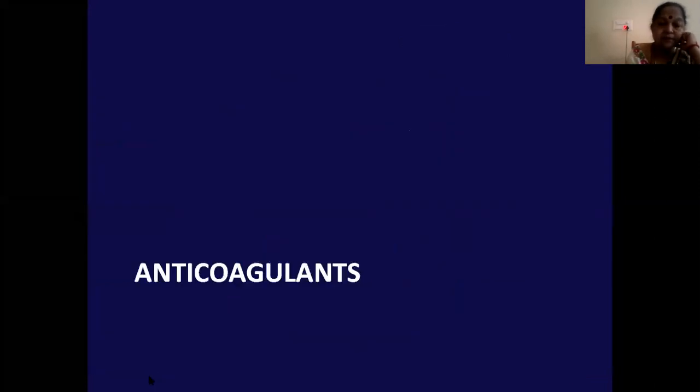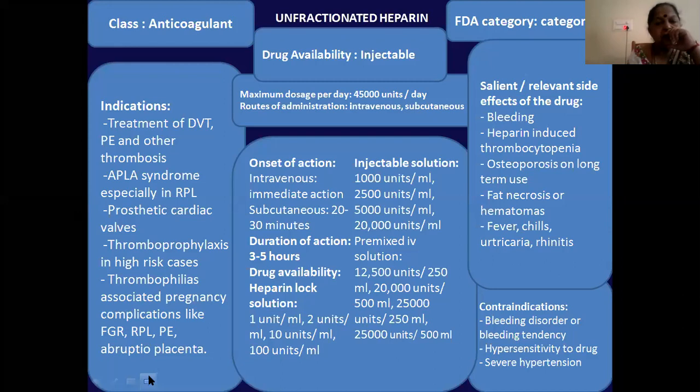About the anticoagulants, these are category C drugs. We use them in the treatment of DVT, pulmonary embolism, thrombosis, APLA syndrome, and recurrent pregnancy loss. Whenever there are prosthetic cardiac valves, as thromboprophylaxis of high-risk cases, thrombophilias, and associated pregnancy complications like fetal growth restriction, RPL, and various cases. It is available as an injectable. The onset of action depends on how you give it. There is immediate action if you give it subcutaneously, and the duration of action also depends on that.